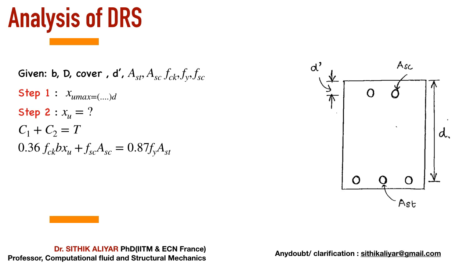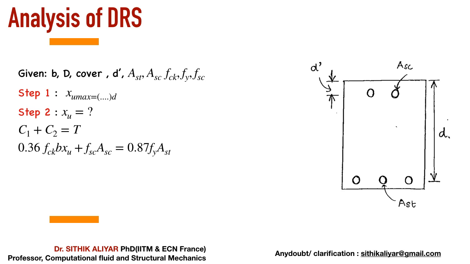Here the compression depends on two things. Not only concrete; concrete alone cannot take the compression like in singly reinforced. Here the compression is also taken by some steel bars. So C1, we already know from the singly reinforced section, is 0.36 FCK B into XU. C2 is the extra compression taken by the steel bars provided at the top, that is ASC. Force is nothing but stress into area, so FSC into ASC.